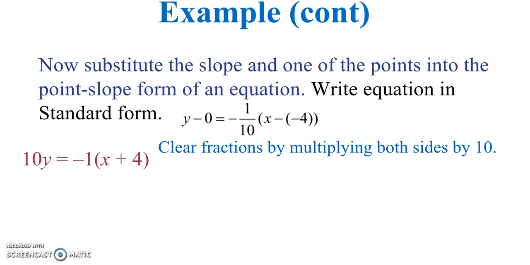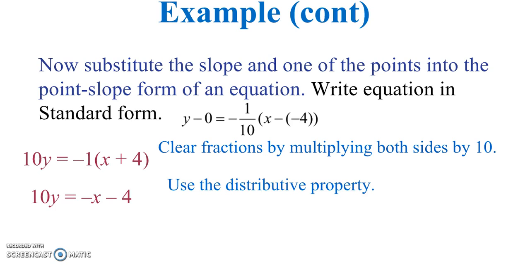So in order to clear the fraction, only when your numerator is a 1 can you multiply both sides by a 10. So you multiply by a 10 on both sides, you get 10y equals a -1 times x plus 4. Distribute that -1, move x, and then you have it in standard form, which is what we were asked to do. All right, so it's just learning to plug it in and then simplify it or rearrange it.